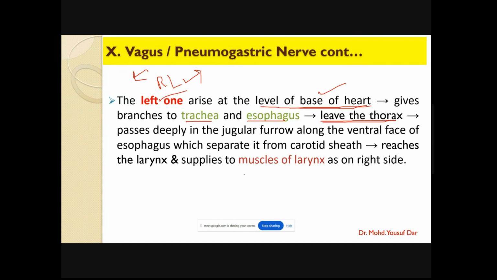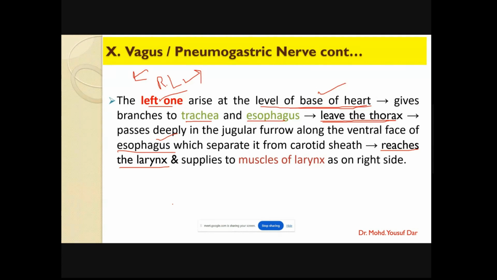So on the left side, we have the esophagus. So the esophagus will separate this left recurrent laryngeal nerve from the carotid sheath. So this left one does not pass through the carotid sheath, because the esophagus separates it. So जब वहां से ascent through the neck region, through the jugular furrow, this finally reaches the target, that is the larynx. So जाना इनको दोनों को larynx के पास.